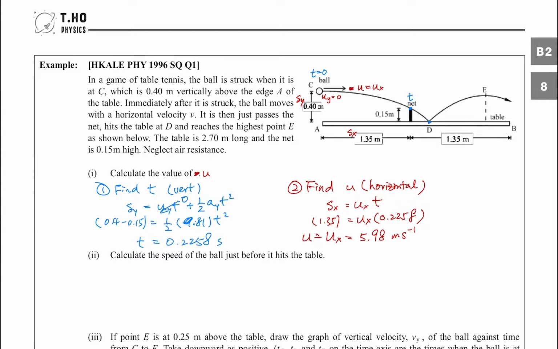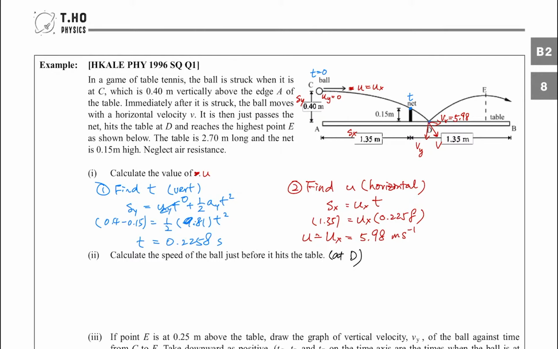Part 2, we would like to calculate the speed just before it hits the table. That means at point D. At point D, the speed will be along this direction. I call it v. So we can resolve it into vx and vy. Vx is the horizontal speed. It stays the same, so horizontal speed is 5.98 meter per second. And we can calculate vy using the equations of motion.